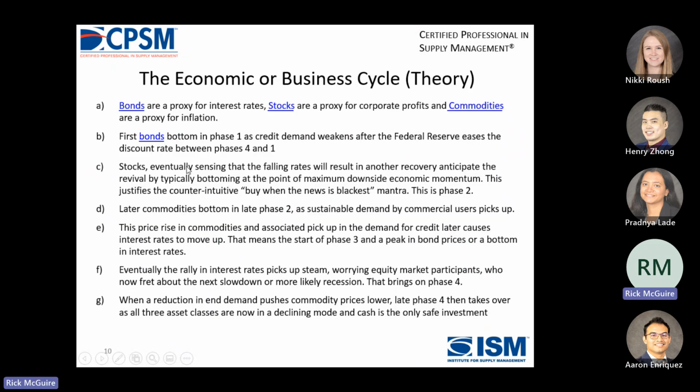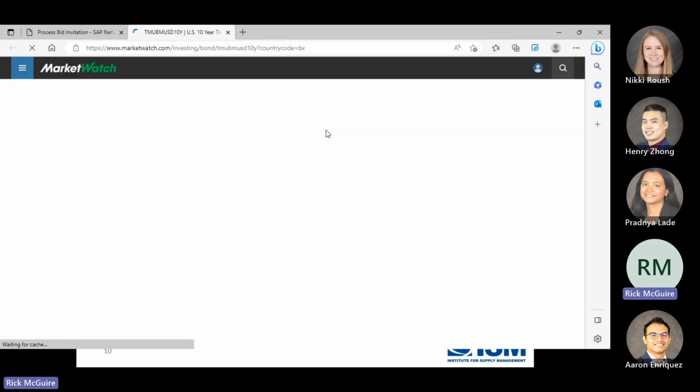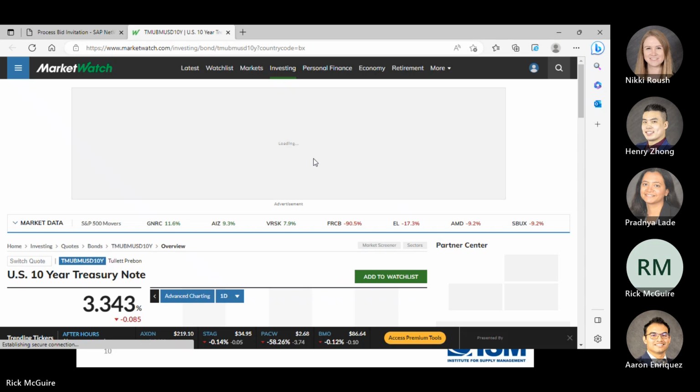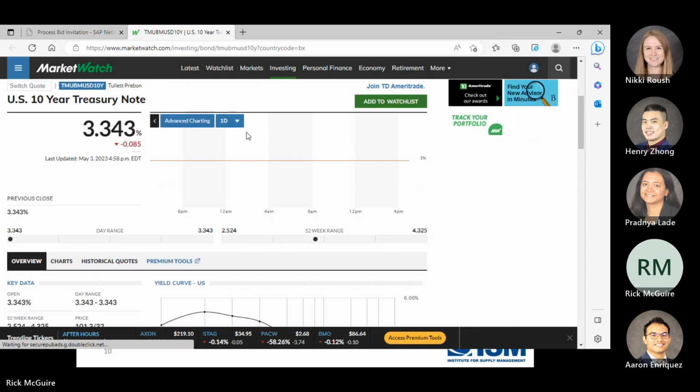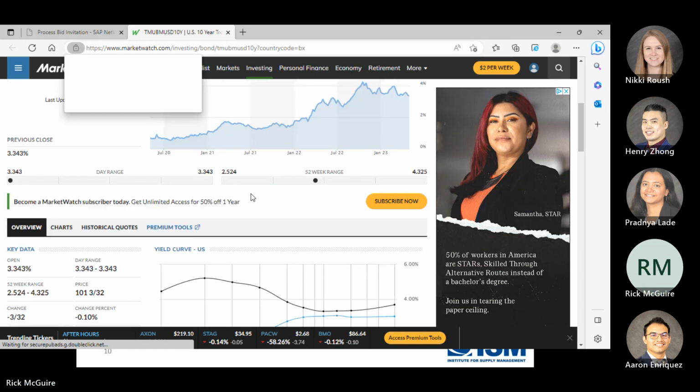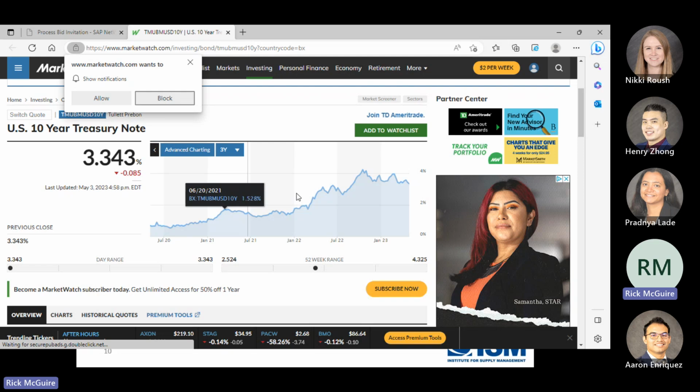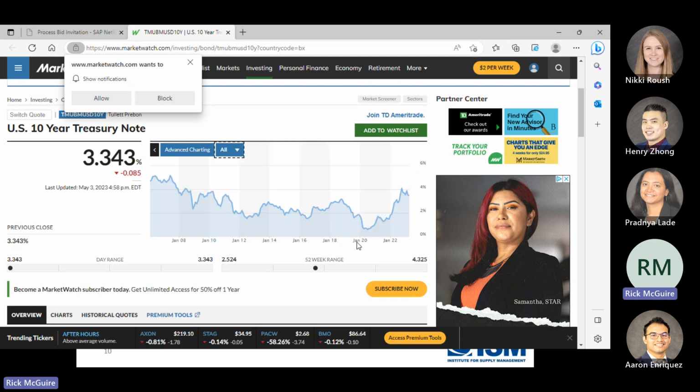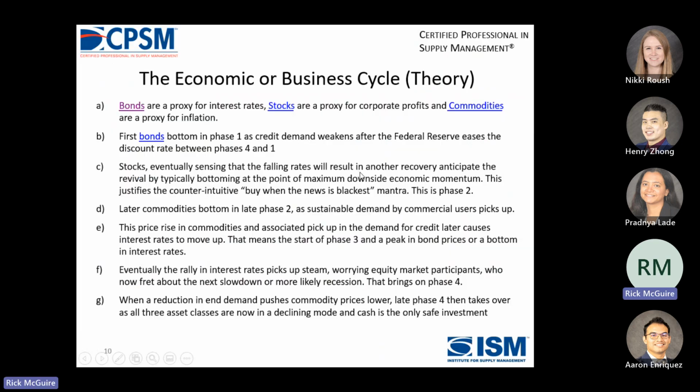So the way to kind of track all this, bond prices are a proxy for interest rates, and you can look at them here. You're on one day here, but we want to look at more like 3 years. So you can see here's 3 years, and you can also look at all the data, which goes back quite a ways. But you can see we bottomed somewhere in mid 2020, and interest rates have been heading up ever since.